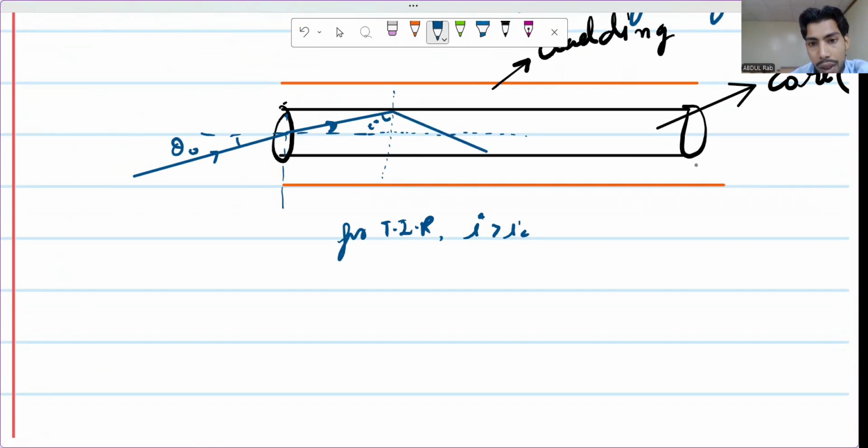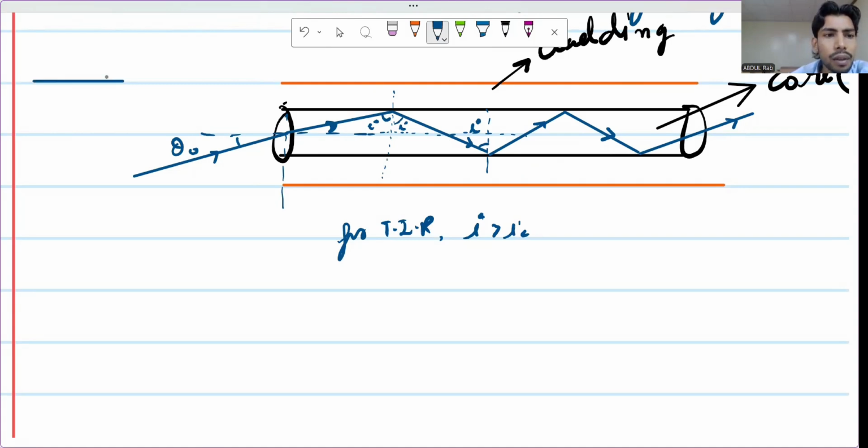If I becomes greater than IC, this light ray will be totally internally reflected, and this angle will also be equal to the angle of incidence I, according to the laws of reflection. Then this alternate interior angle will also be I, so it will again undergo TIR. It will keep undergoing TIR until it comes out of the optical fiber. Now you can easily see that the light ray which entered from one end is emerging through the other end.